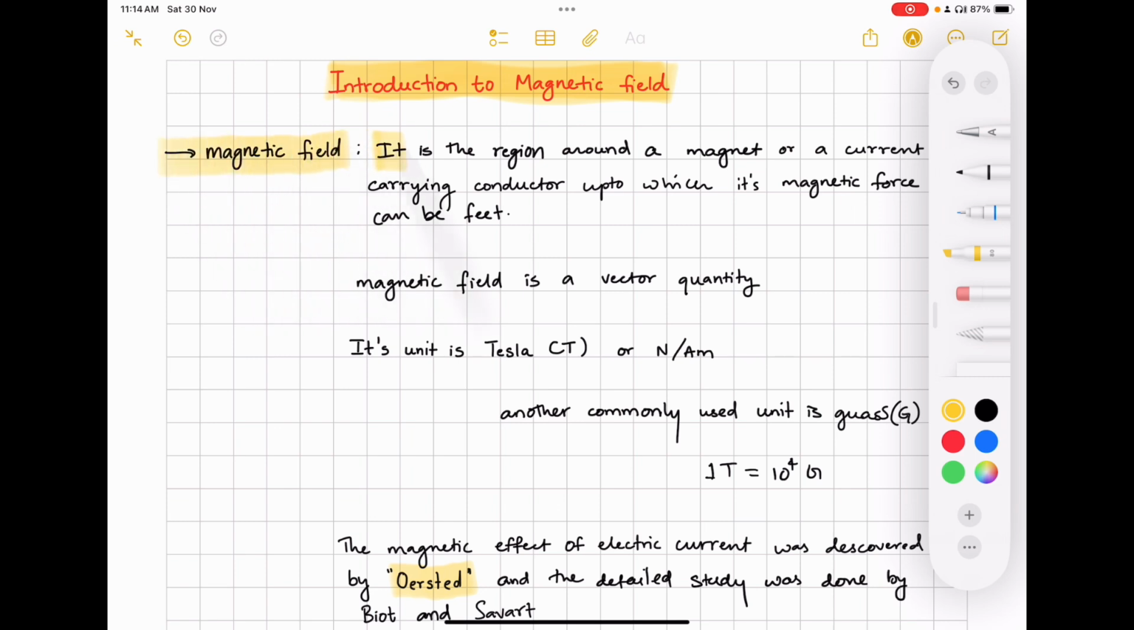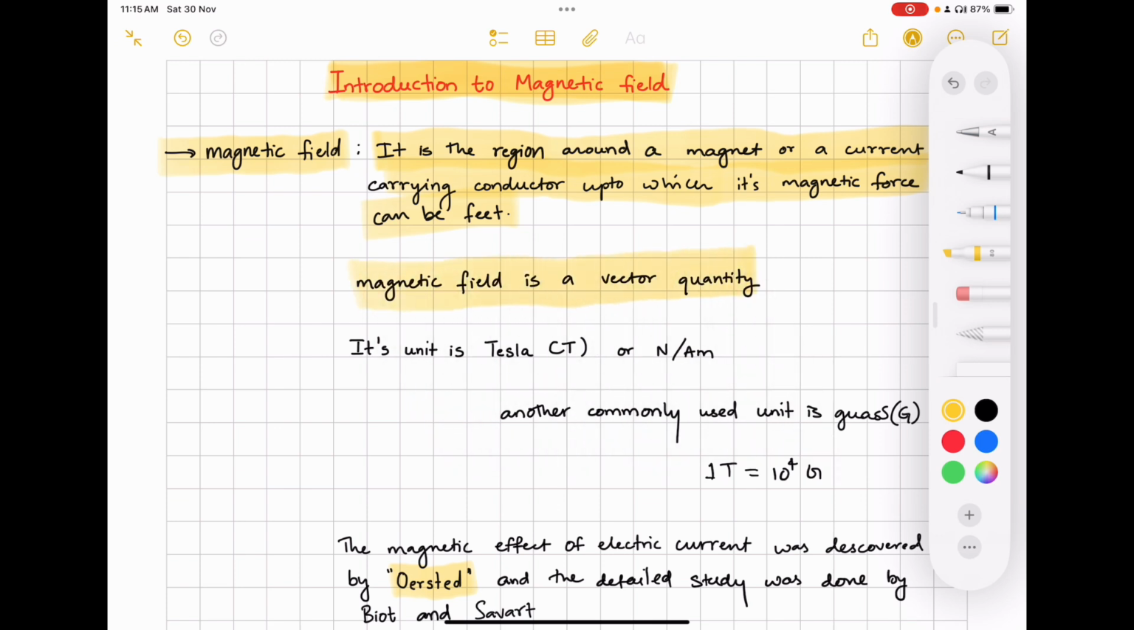A magnetic field is the region around a magnet or a current carrying conductor up to which its magnetic force can be felt. It is similar to the electric field. What is electric field? Electric field is the region around a charge up to which its force can be felt. Similarly, magnetic field is the region around a magnet or a current carrying conductor up to which its magnetic force can be felt.